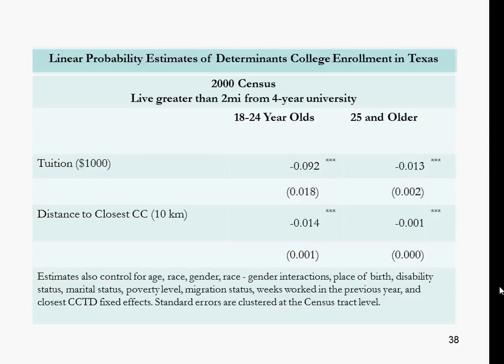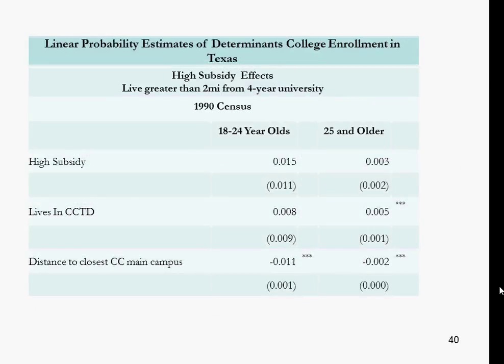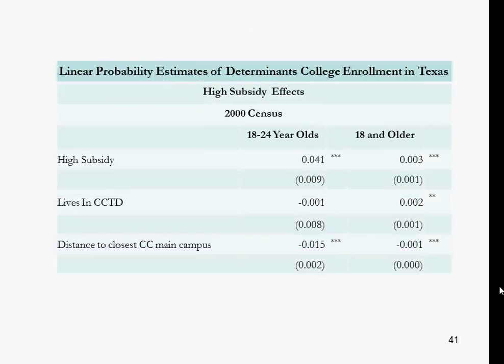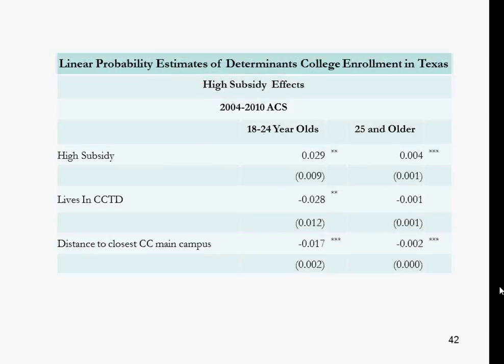In the 2000, it's a 9.2% decline, and about a 1.3% decline for older students. And then finally, in the ACS, it's about a 3.3% decline for 18 to 24-year-olds, and a 0.5% for 25 and older. We've done the same thing for subsidies, although this is probably the only one that's not really significant in the 90. Again, we're getting fairly strong positive effects here for the 2000 census as well as for the 2004-2010 ACS.